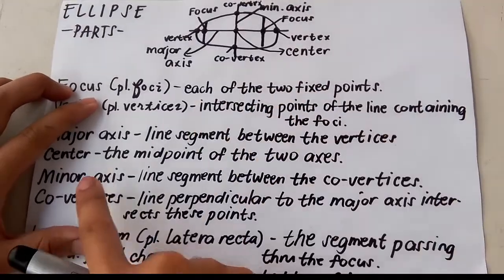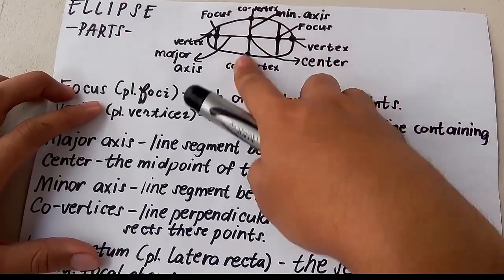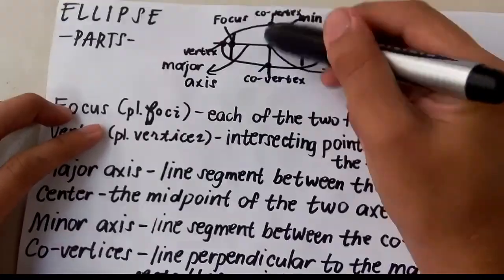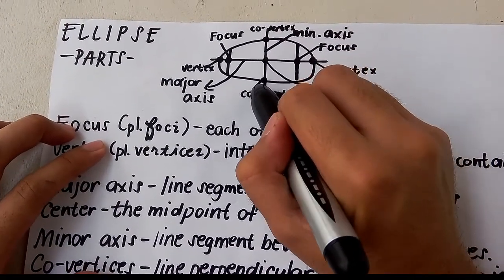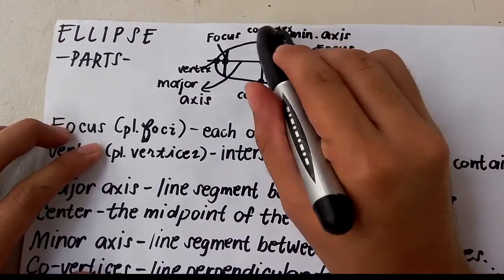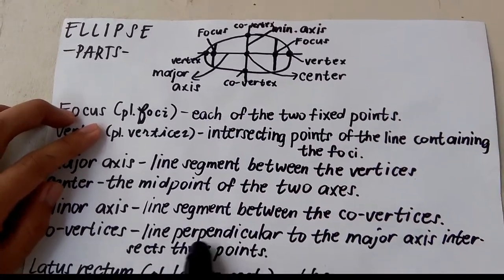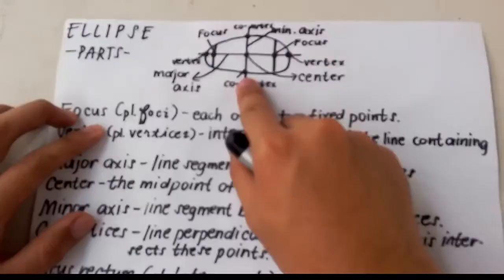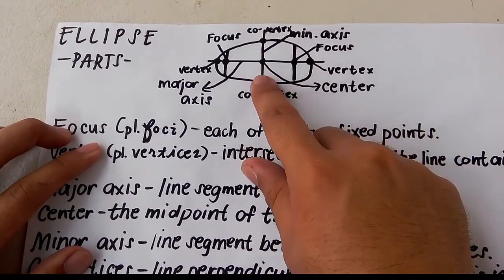And there's also the minor axis, which is the line segment between the co-vertices. So, the major axis, the minor axis. See how they are different in length? That's why they are called major and minor axes. So the co-vertices here are the points where the line perpendicular to the major axis intersects the ellipse. So the co-vertices are points on the minor axis.